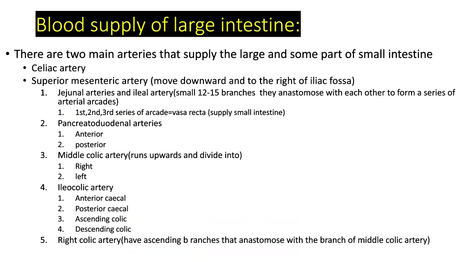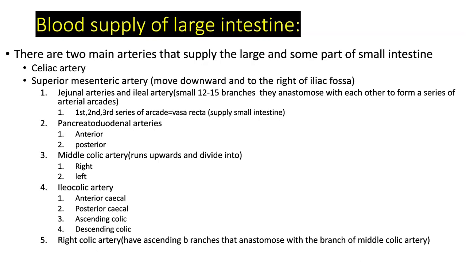The superior mesenteric artery gives us five branches: the jejunal artery, the pancreatoduodenal artery, the middle colic artery, the ileocolic artery, and the right colic artery. First, the jejunal arteries. There are 12 to 15 branches that anastomose with each other to form a series of arterial arcades. The first, second, and third series of arcades together form the vasa recta that supply the small intestine.